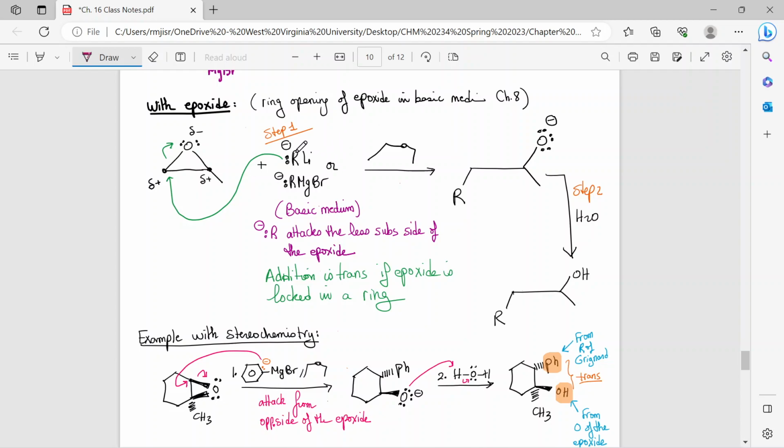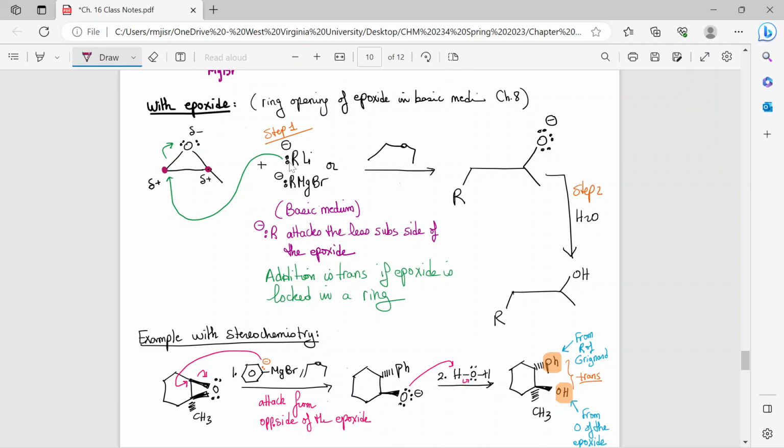Because you are working with a basic medium here, how did I know it's basic? I know it's basic because the carbanion has a negative charge. And if I have a negative charge in the solution, with no acid around, then I know that this is a basic medium. If it's a basic medium, then the R, when it attacks the epoxide. So over here, these are the two carbons of the epoxide.